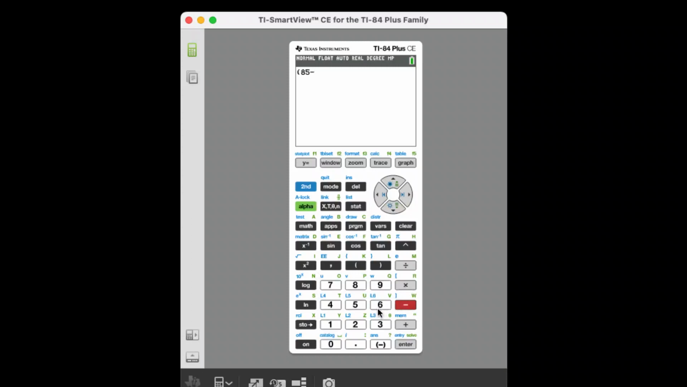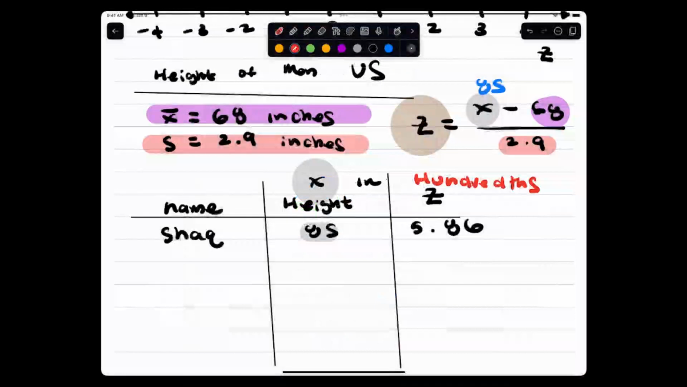So here's what we're going to do. 85 minus 68 divided by 2.9. What do you guys get? 5.86. To the nearest hundredths? 5.86. Is that 5.86? Yeah. Well, 5.86. Go to the nearest hundredths. Z values are always to the hundredths, which really means 2 decimal places here, okay?